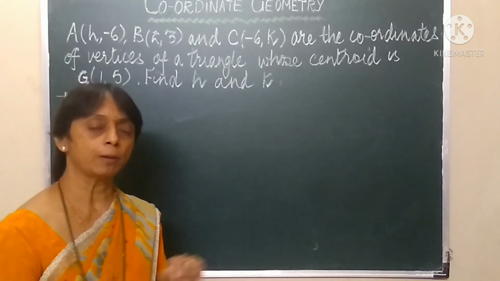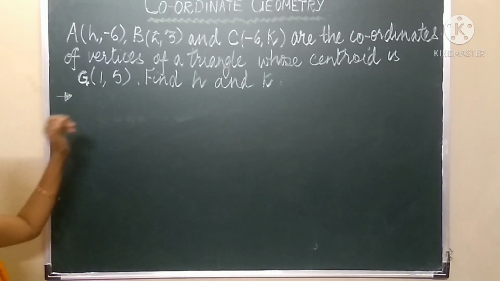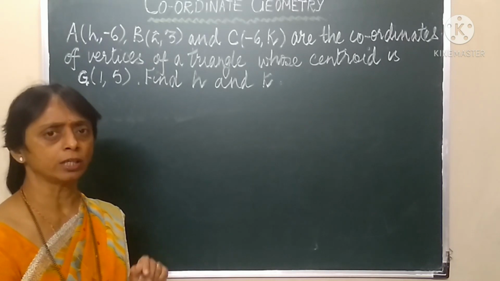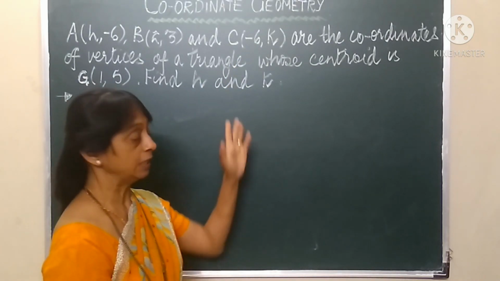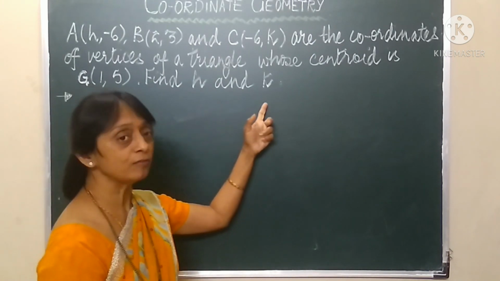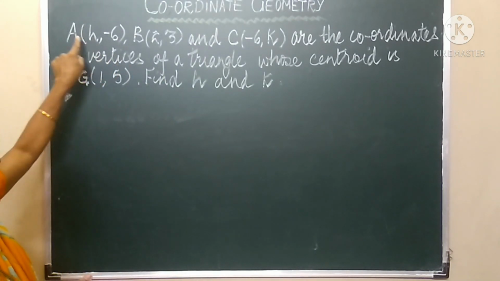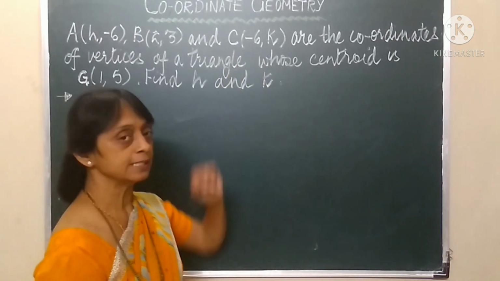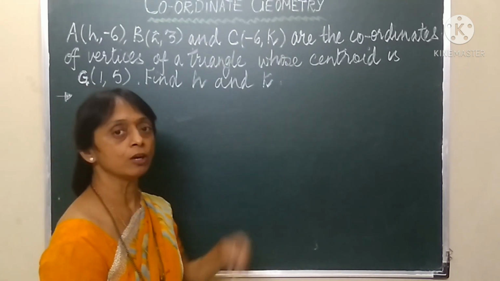Now, to compare this problem with the earlier problem, children, we see that in the earlier problem, we had to calculate the x coordinate and y coordinate for a particular vertex, that was vertex C. But in this problem, we have to calculate the x and y coordinates of two different vertices. h is the x coordinate of point A, k is the y coordinate of point C. So to begin with, definitely we'll have to use the centroid formula.